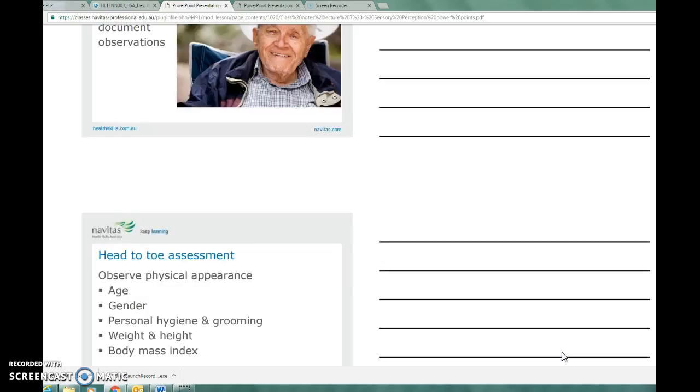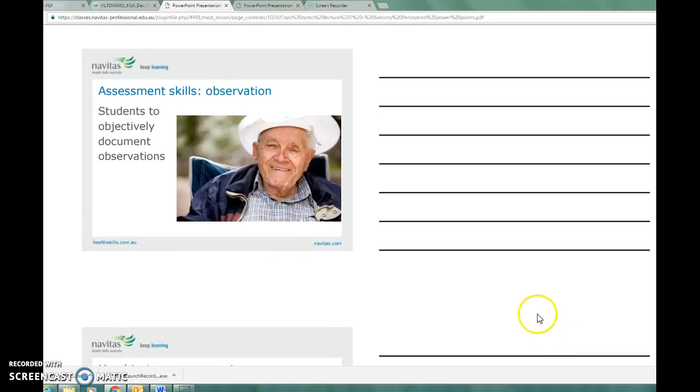So what did you come up with, our gentleman? Well, he seems bright-eyed and bushy-tailed, clean skin, his teeth, if they're his own, are very clean. There may be dentures. His skin is very clean. He's well-dressed, or he appears well-dressed.